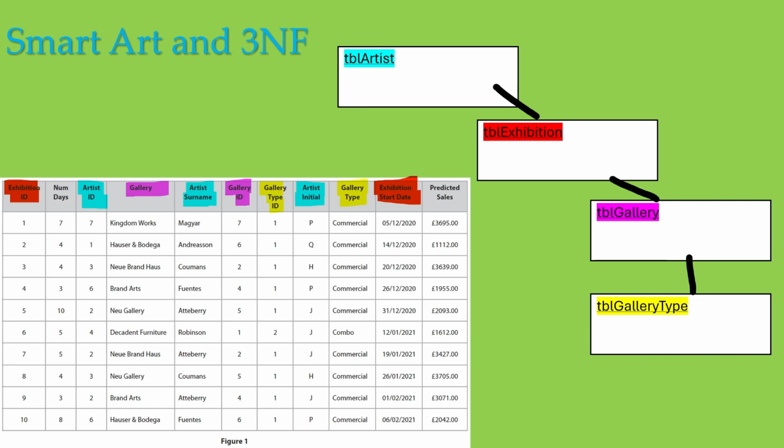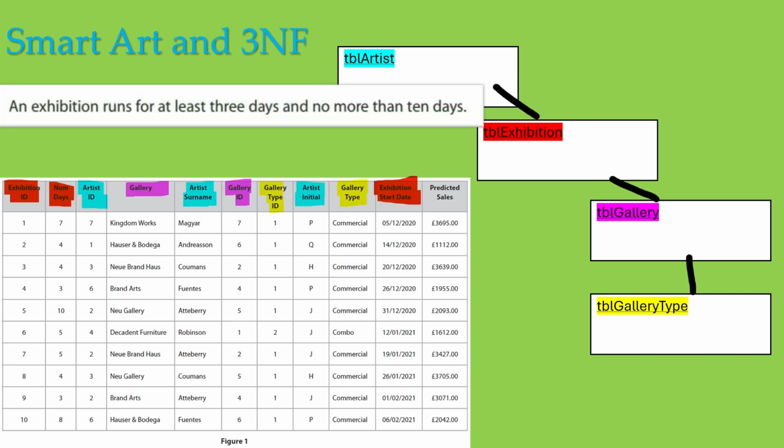So here we've colored everything in. So blue is artist, red is exhibition, purple is gallery, yellow is gallery type. If you can't see that because you're colorblind, then I'll be showing the answer later, so don't worry. Also, we have learned that an exhibition runs for at least 3 days and no more than 10 days. This is from the test scenario. And that means number of days is clearly going to go with exhibition because it's the exhibition that runs for 3 days. So that is how we know number of days goes in exhibition, and that is why it's red. They literally tell us.